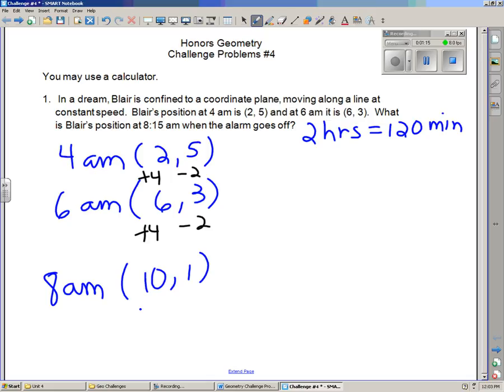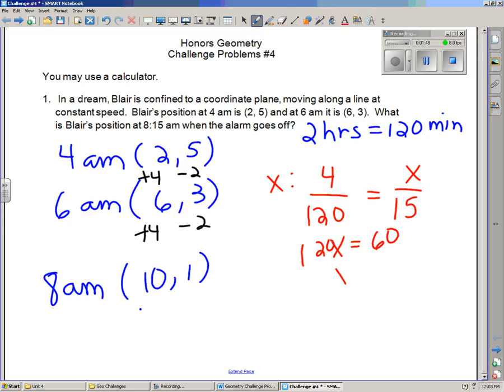So let's look at the x coordinates for a second. With the x coordinates, we know that he is moving 4 places, let's say, in 120 minutes, that's 2 hours. Well then, how far is he moving in just 15 minutes? When you cross multiply and divide, you really get 120x equals 60, and x is just going to be 0.5.